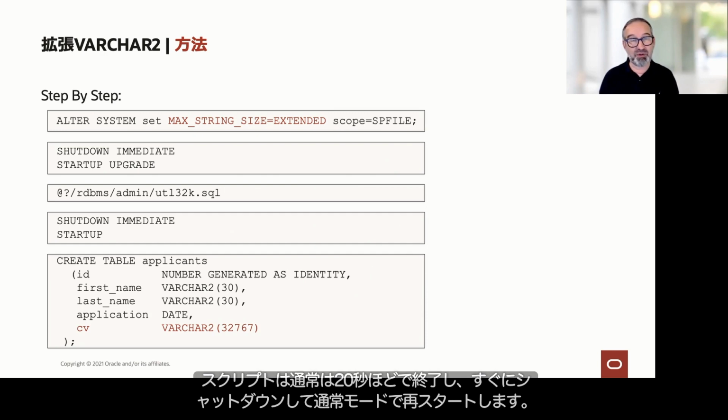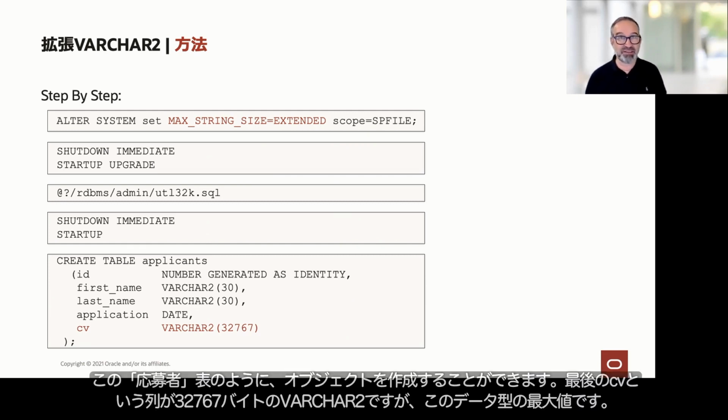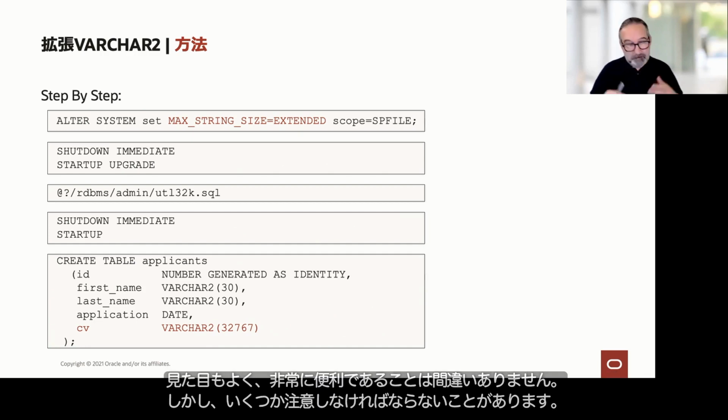Once the script has completed, which usually takes just maybe 20 seconds or something like that, then we shut down immediate, we start up again in regular mode, and the same would apply to a single PDB, of course. And now I can create objects like this table here, APPLICANTS, where you see the last column called CV is now a VARCHAR2 of 32,767 bytes, which is the maximum for this data type. Looks great, is extremely helpful, no doubt, but there are a few things to mention and to take care on.